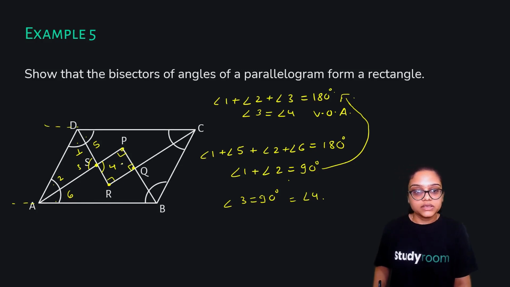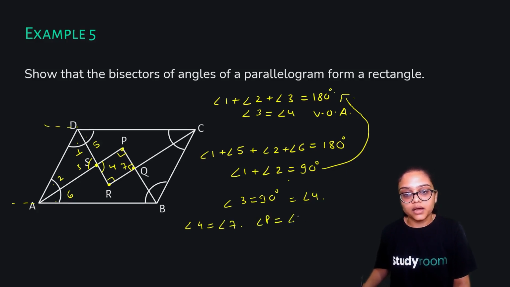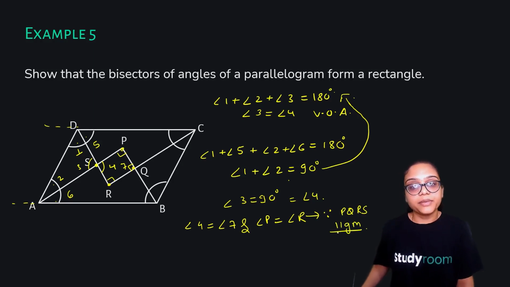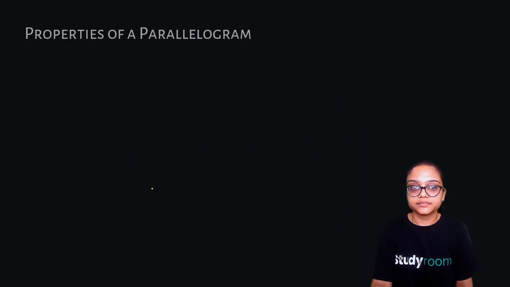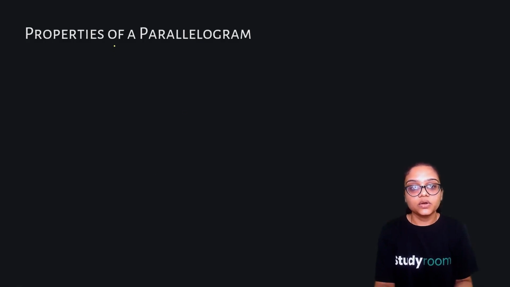Correct? Now, I will name it 7, so 4 is equal to 7 and also 8 and 9. This angle P is equal to angle R. So this implies PQRS is a parallelogram because opposite angles are equal. And with one angle 90 degrees, it states that it's a rectangle. I hope you know how to write the solution. Okay. So these questions were a little tricky, but they were part of your evaluation.